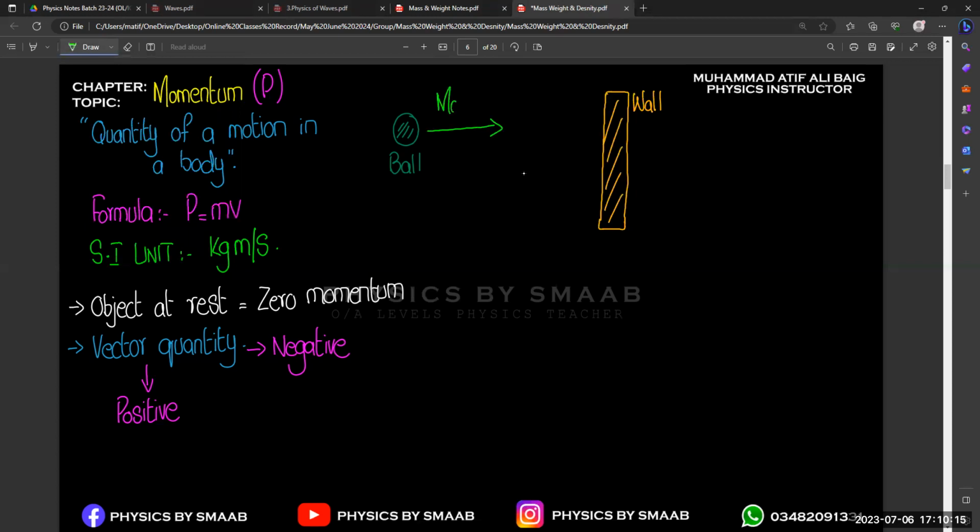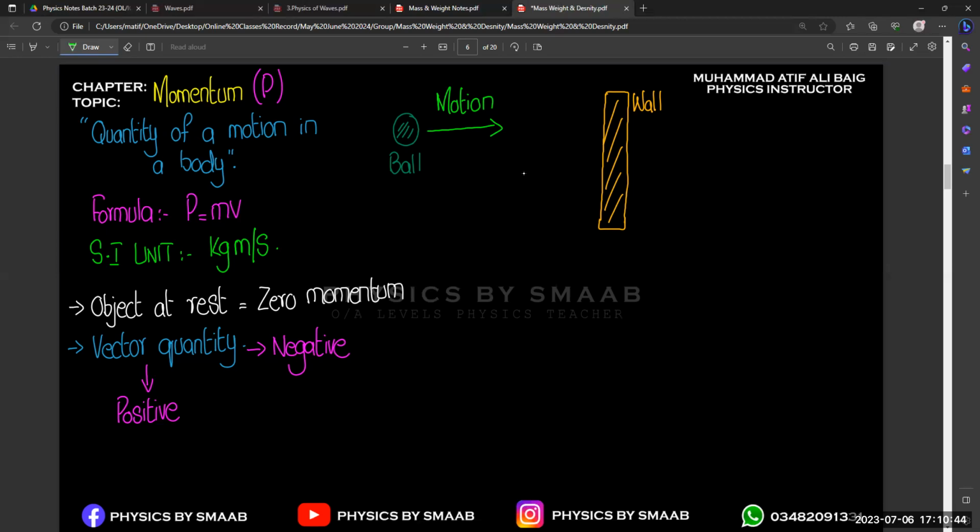This is the initial direction of the ball towards the wall, right? So let's suppose this is the initial movement of the ball towards the wall. If we consider this direction positive, it's up to you. If you are considering this direction negative, it's up to you. The second direction, when the ball bounces back, will be opposite. Basically, the concept of positive and negative direction is like opposite directions.